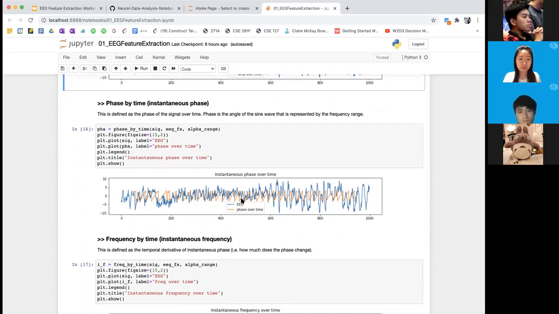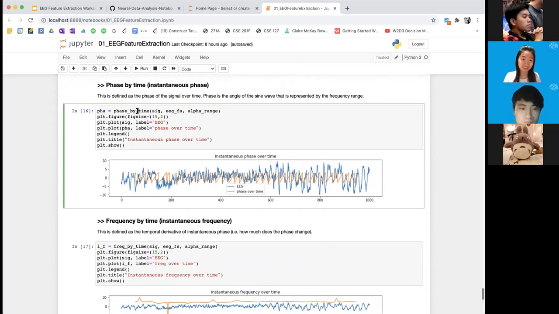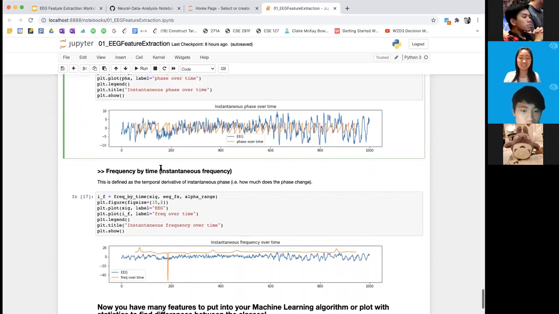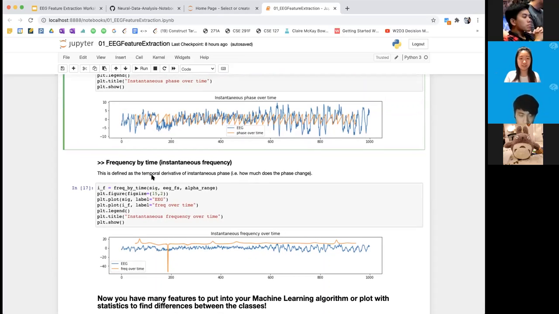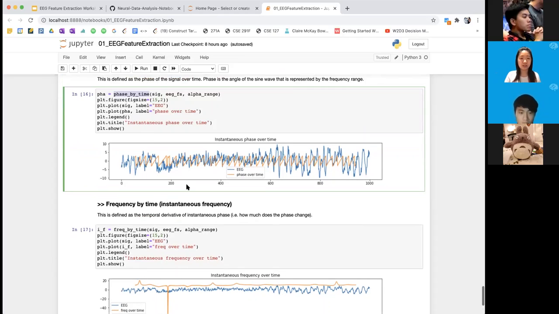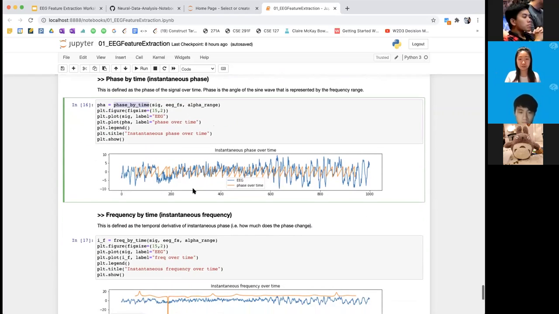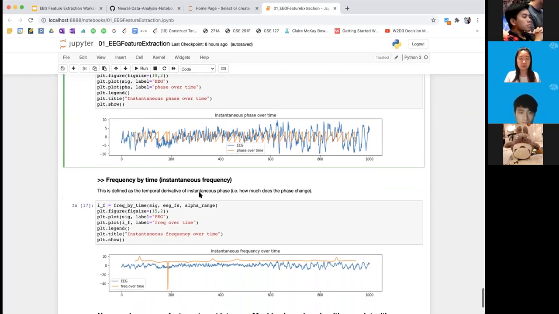There's also phase by time. This is very similar. You just use the phase by time one. Actually, these are not too interesting in terms of implementation. These are just nice to play around with, to try different signals, try different ranges, get a feel for what these are, and then see what you can extract from them.